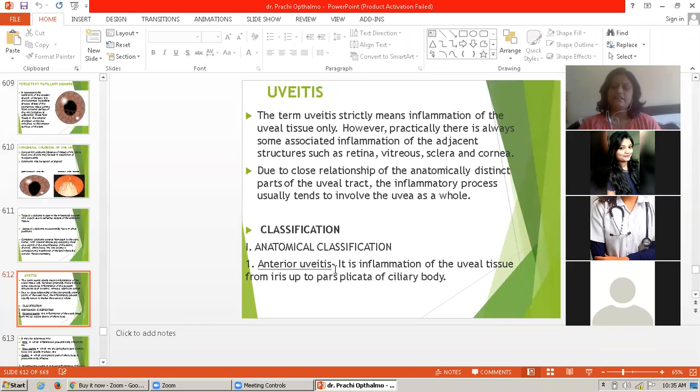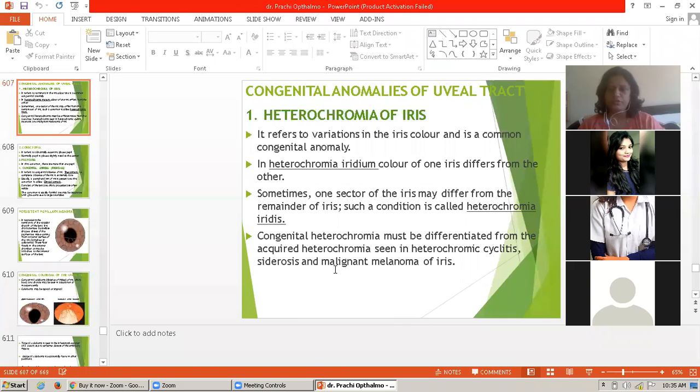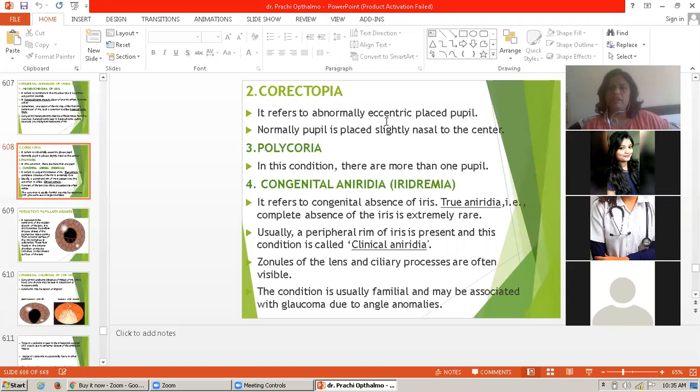So these are the congenital anomalies of the uveal tract. That is heterochromia of the iris, it is very common. Then correctopia, that is eccentric placed pupil. Polychoria, this is a condition when there are more than one pupil. Then congenital aniridia, that is irideremia, and in that there is a congenital absence of the iris. In the polychoria, there is more than one pupil.